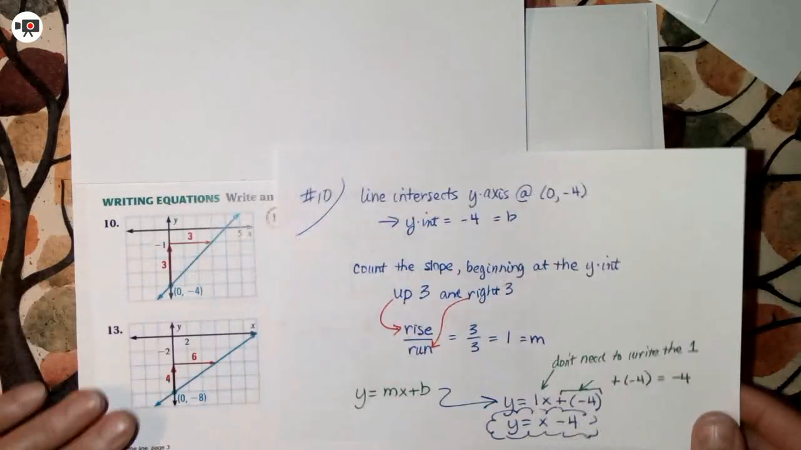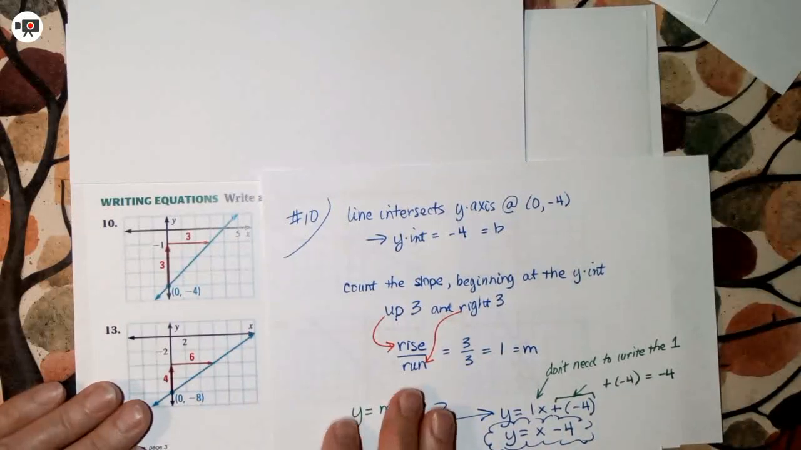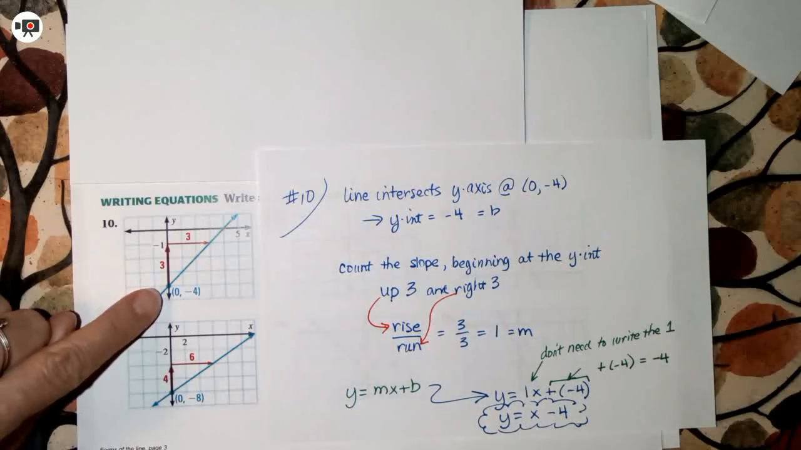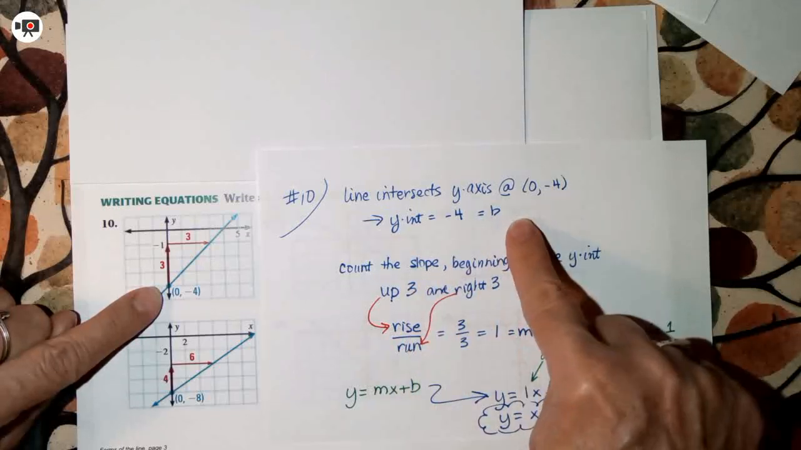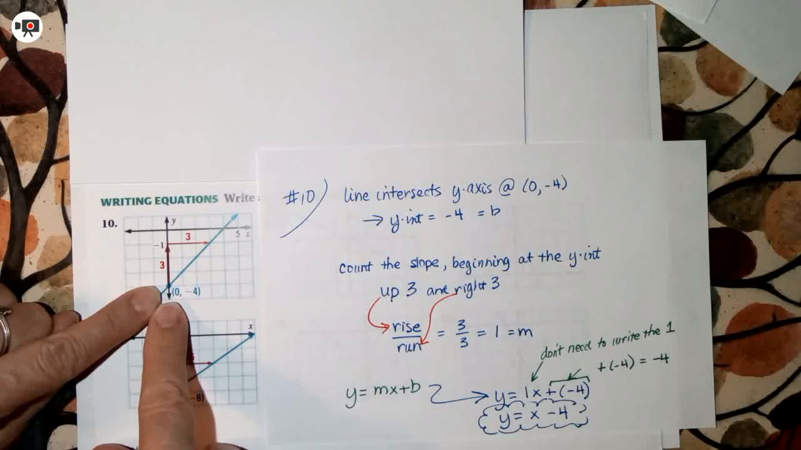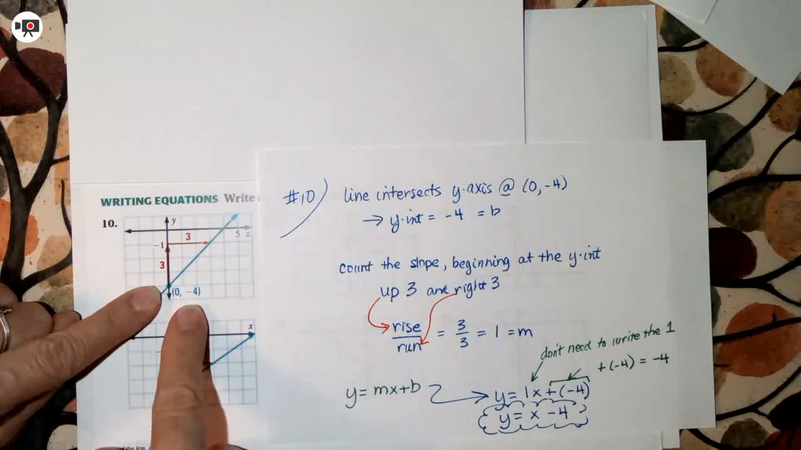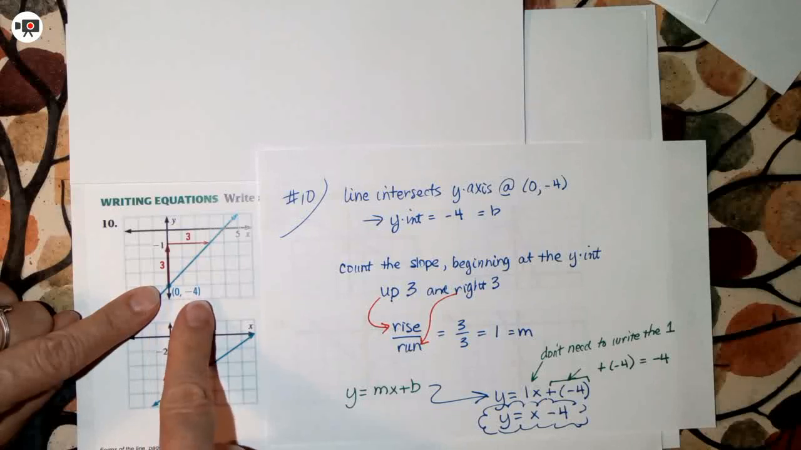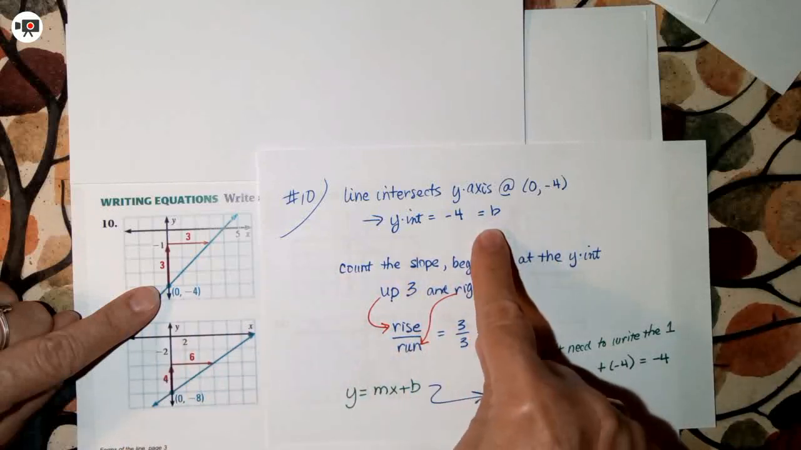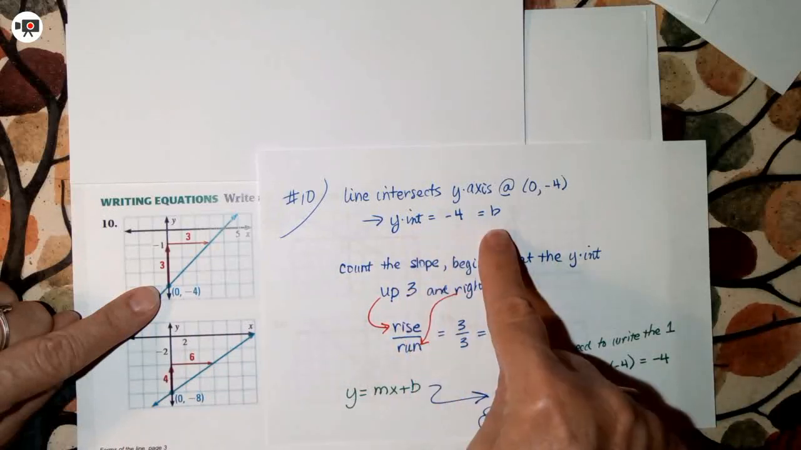Let's do this first problem right here, number 10. You look where it intersects. Oh, it's 0, -4, so that means that the y-intercept is -4. Remember the 0 is the x value, -4 is the y value. To find out what the y-intercept is, make x 0. That's what we've done here, and it's right there. We know that b, or the y-intercept, is -4.